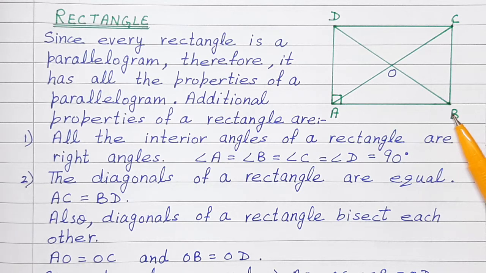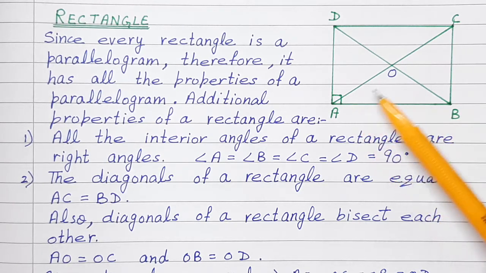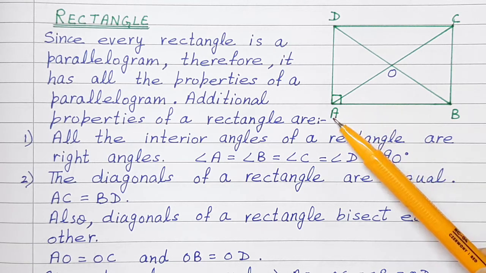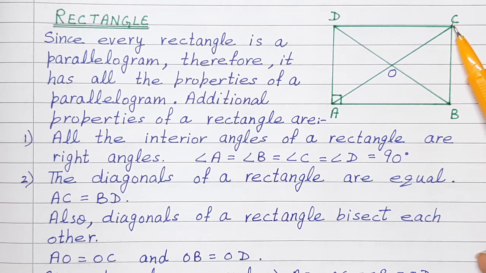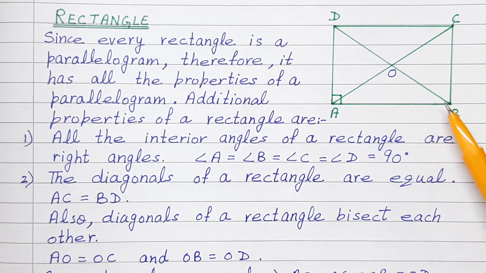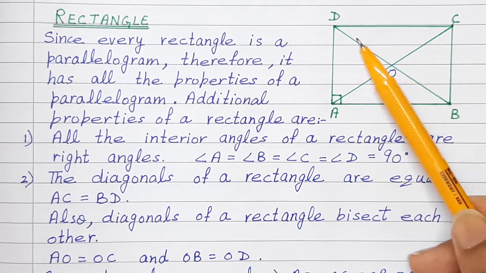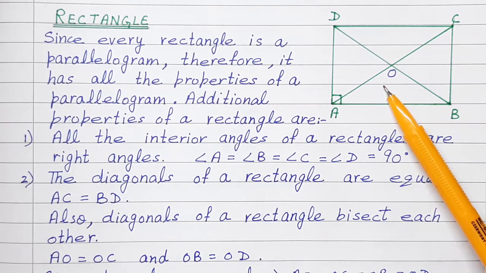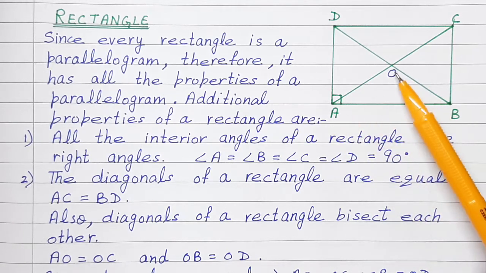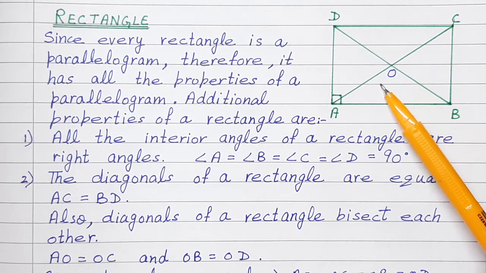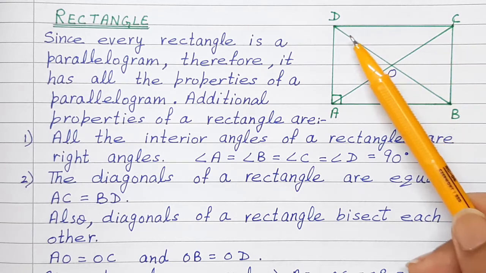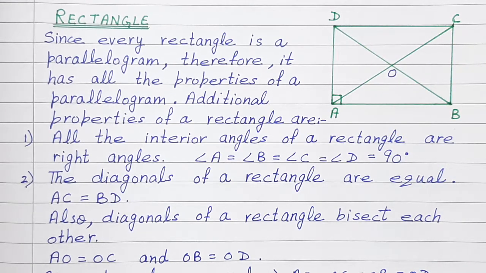Clear? Also, children, the diagonals bisect each other. That means AO is equal to OC, that is equal to OB and OD. All four parts are equal. Clear? Since the diagonals are equal and they bisect each other, therefore AO is equal to OB is equal to OC and that is equal to OD. So these are the main properties of a rectangle.